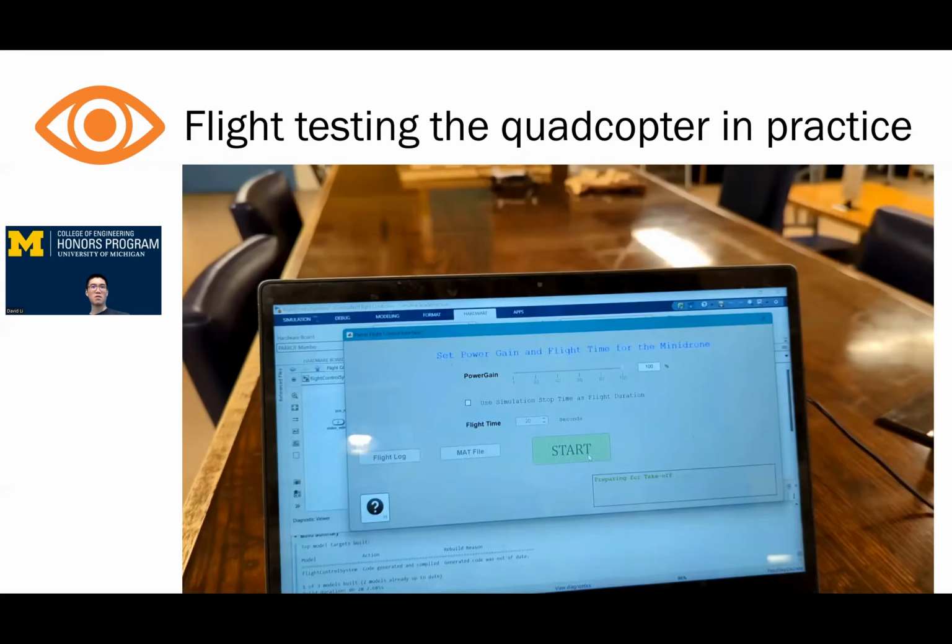So here's an example of the quadcopter's final performance that I achieved. Here, I'm having the quadcopter take off and then stay at 0.7 meters for 15 seconds and then land.